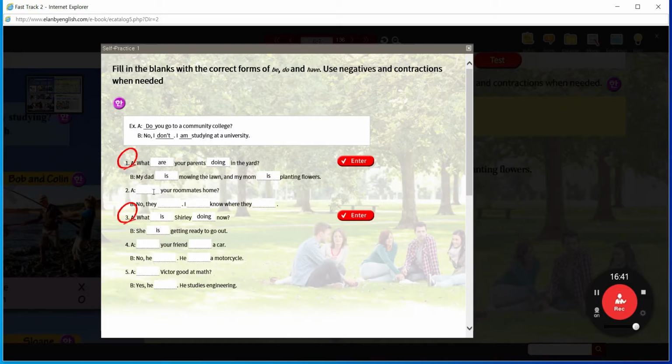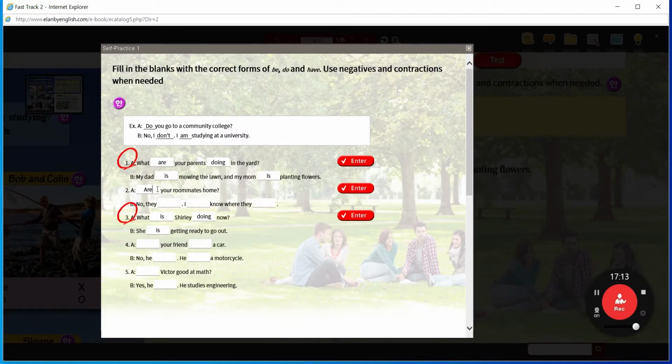Number 2. Okay, so we're talking about your roommates. What would the answer be? Have your roommates home? Are your roommates home? Do your roommates home? Okay, so home is not a verb, so it can't be do. The answer is are. Are your roommates home? You could use the word have if there is a past participle afterwards.